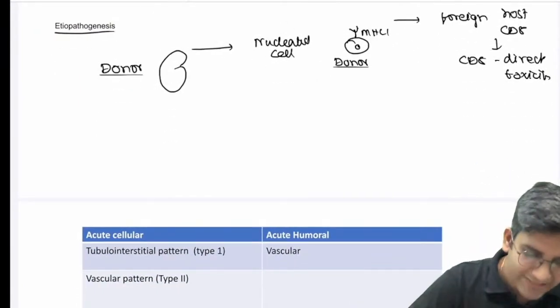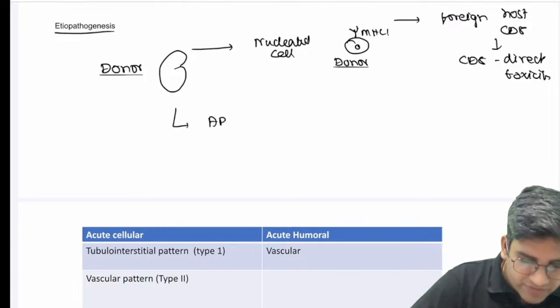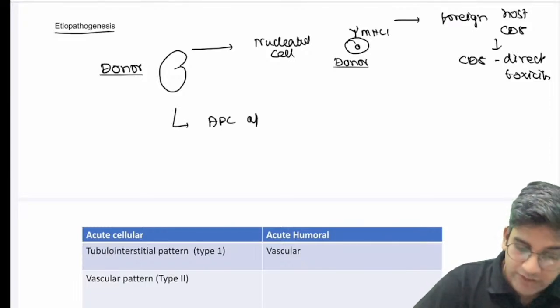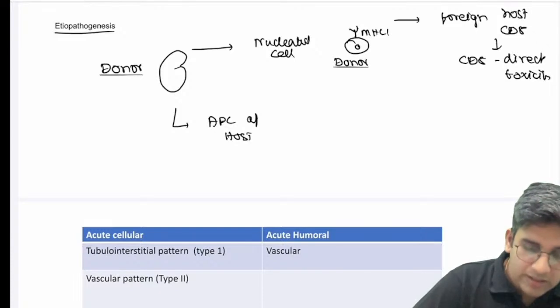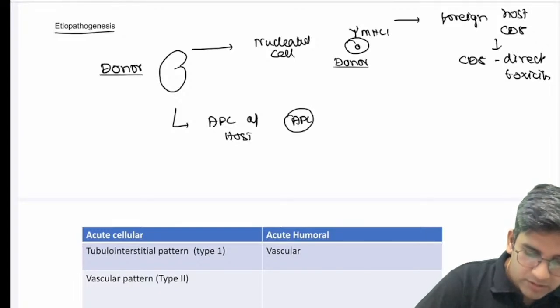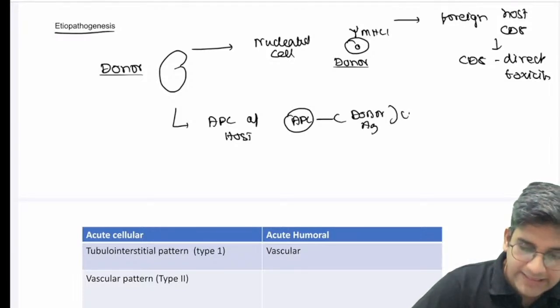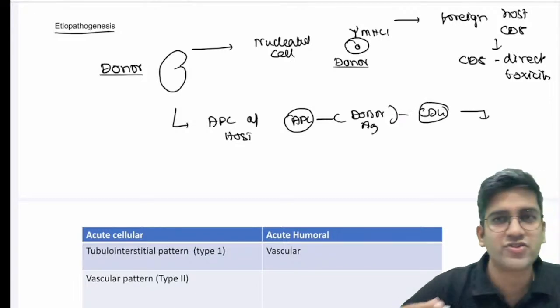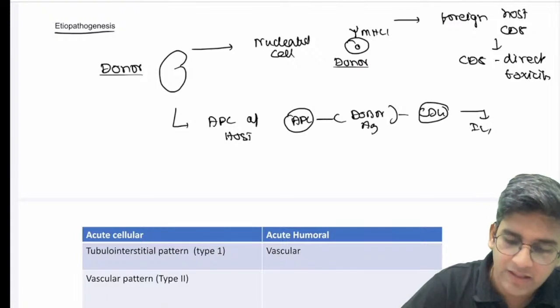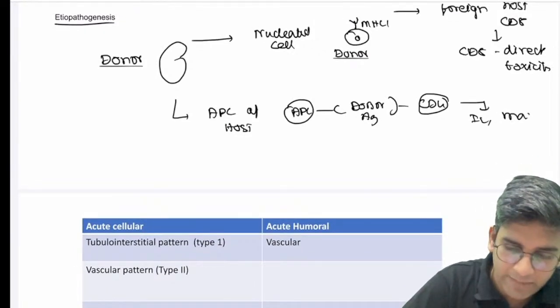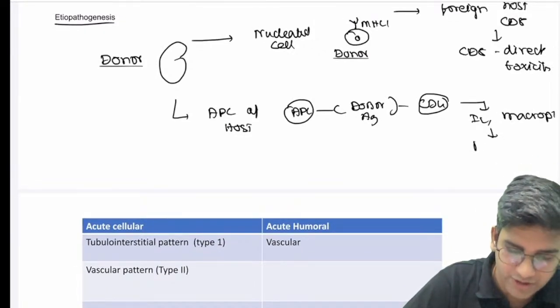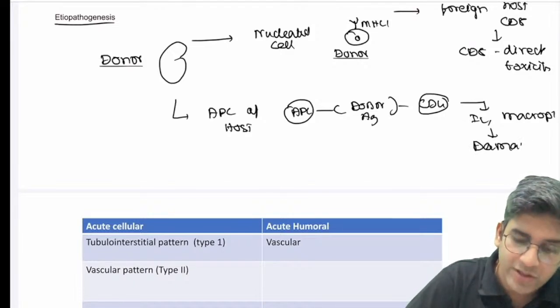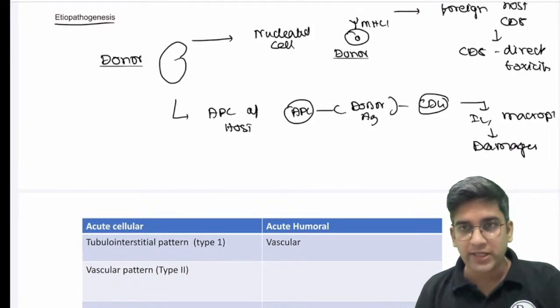That's one. Okay. So the second thing is, my antigen presenting cell, of the host, will present the donor antigen to my CD4. So once CD4 meets with any antigen, you know the fate, right? It's obviously going to cause destruction. More and more interleukins will be there, and lots of macrophages also will come into play, and obviously this will cause destruction or damage. Okay, so there are two ways by which my T cell can destroy it.